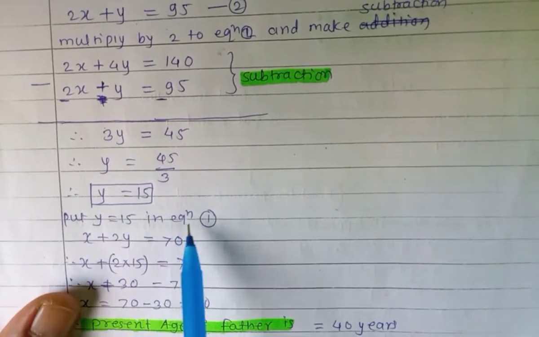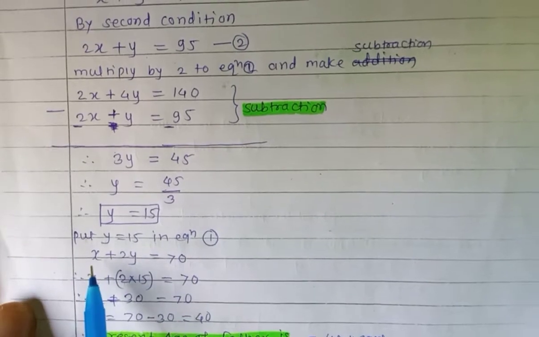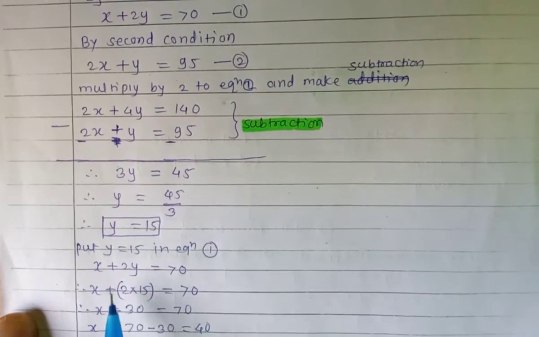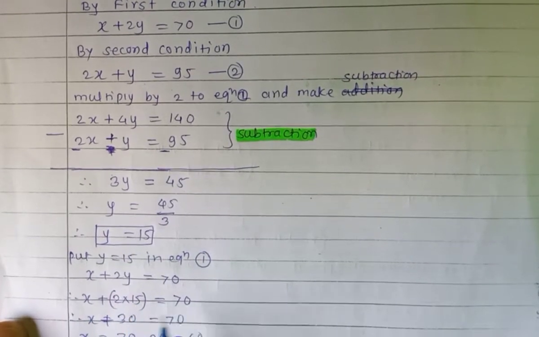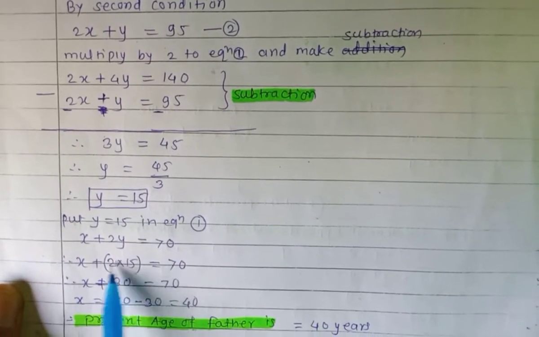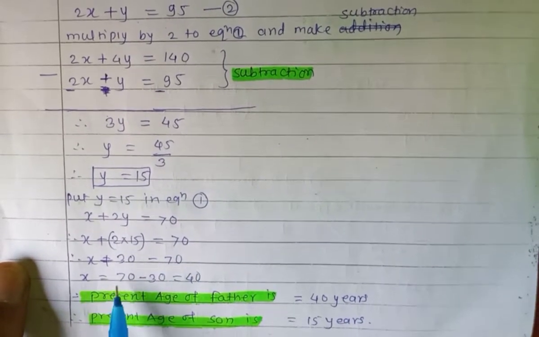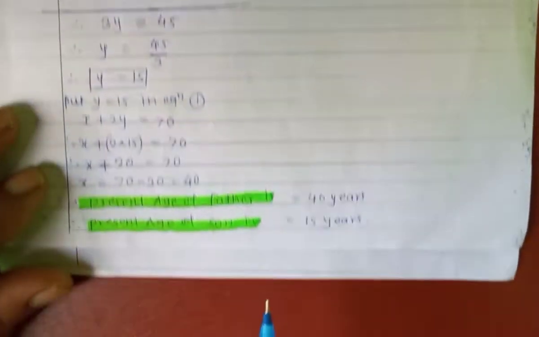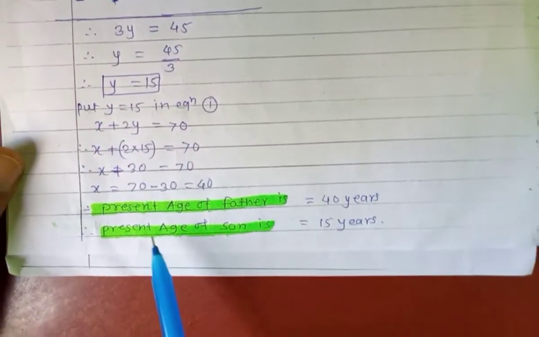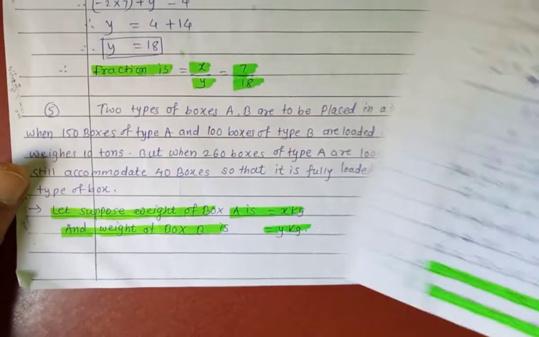Put y equal to 15 in equation 1. Equation 1 is x plus 2y equal to 70. Value of y is 15. x plus 2 into 15 equals 70. x plus 30 equals 70. Transfer here, x equal to 70 minus 30, which is 40. That is, the present age of father is 40 years and present age of son is 15 years. It is the third example.